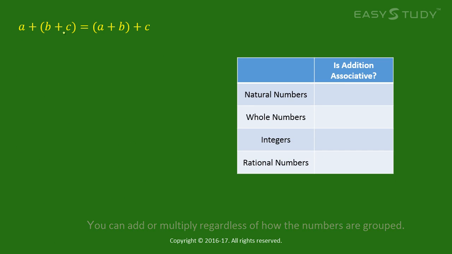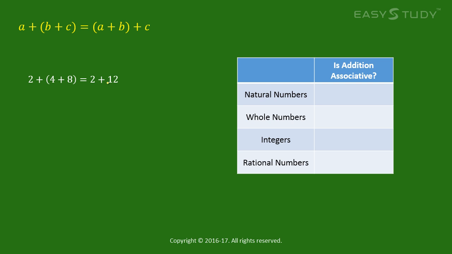(A + B) + C is equal to A + (B + C). Here we are grouping B and C, and in this case we are grouping A and B. They both will give you the same answer. Let's see the example. 2 + (4 + 8) is equal to 2 + 12. If you simplify the bracket, that will give you 12, so the total is 14.